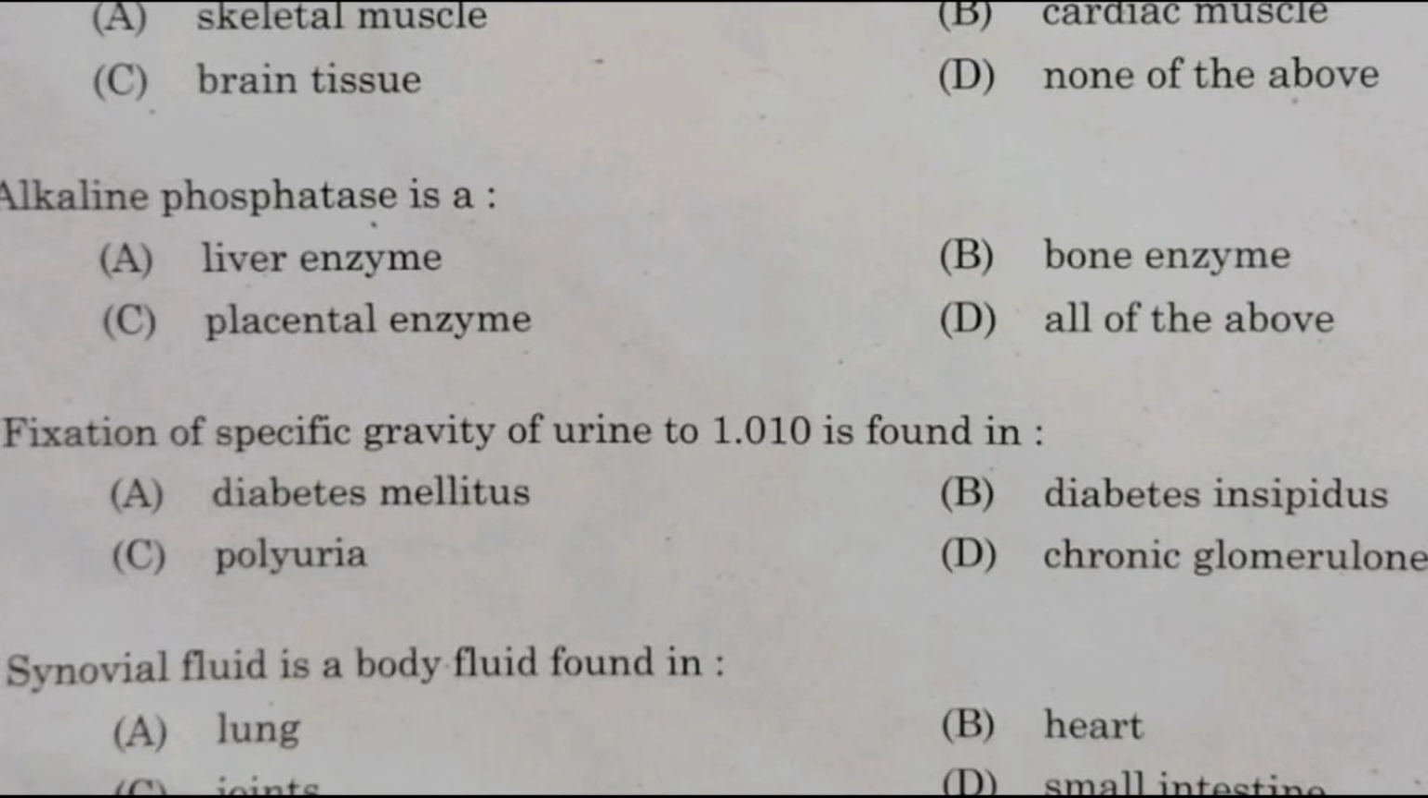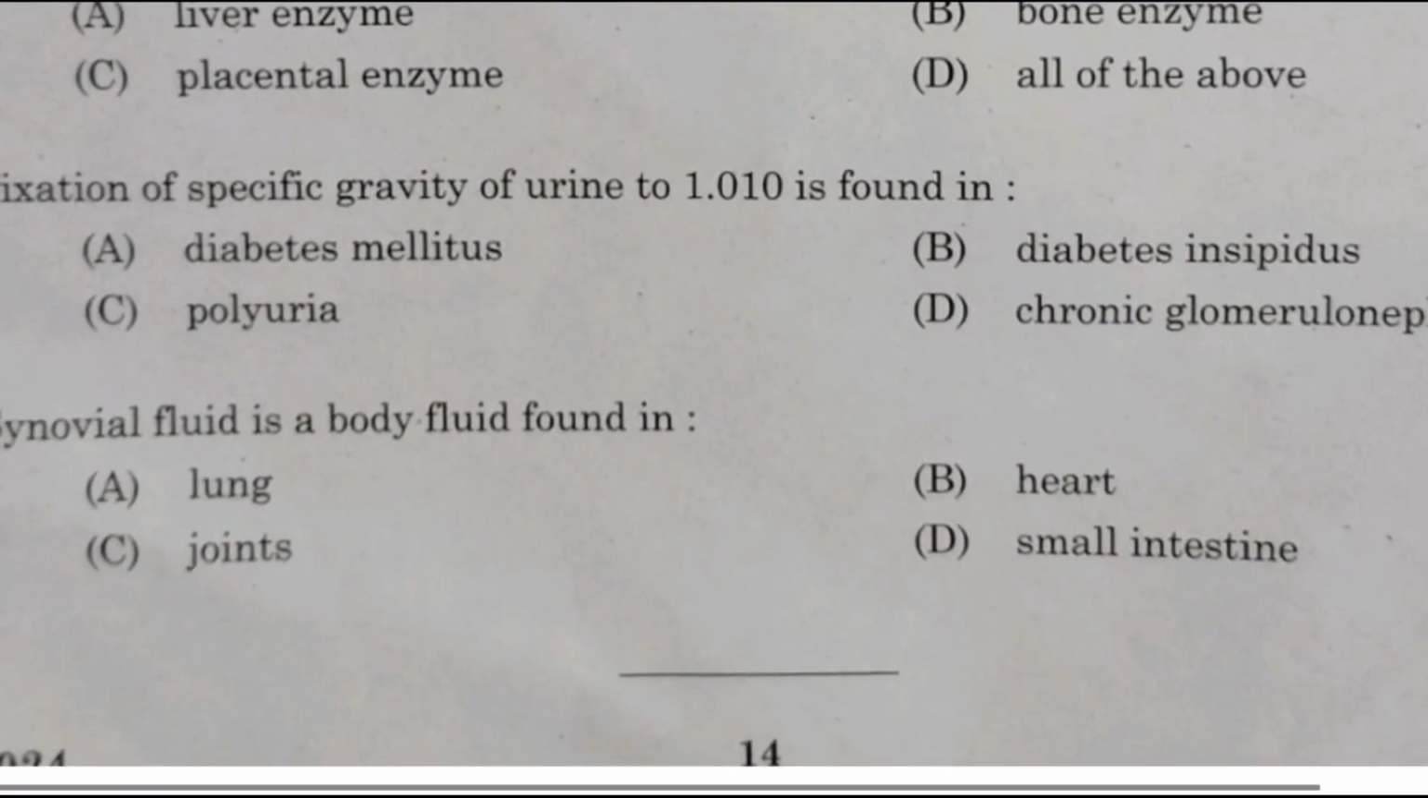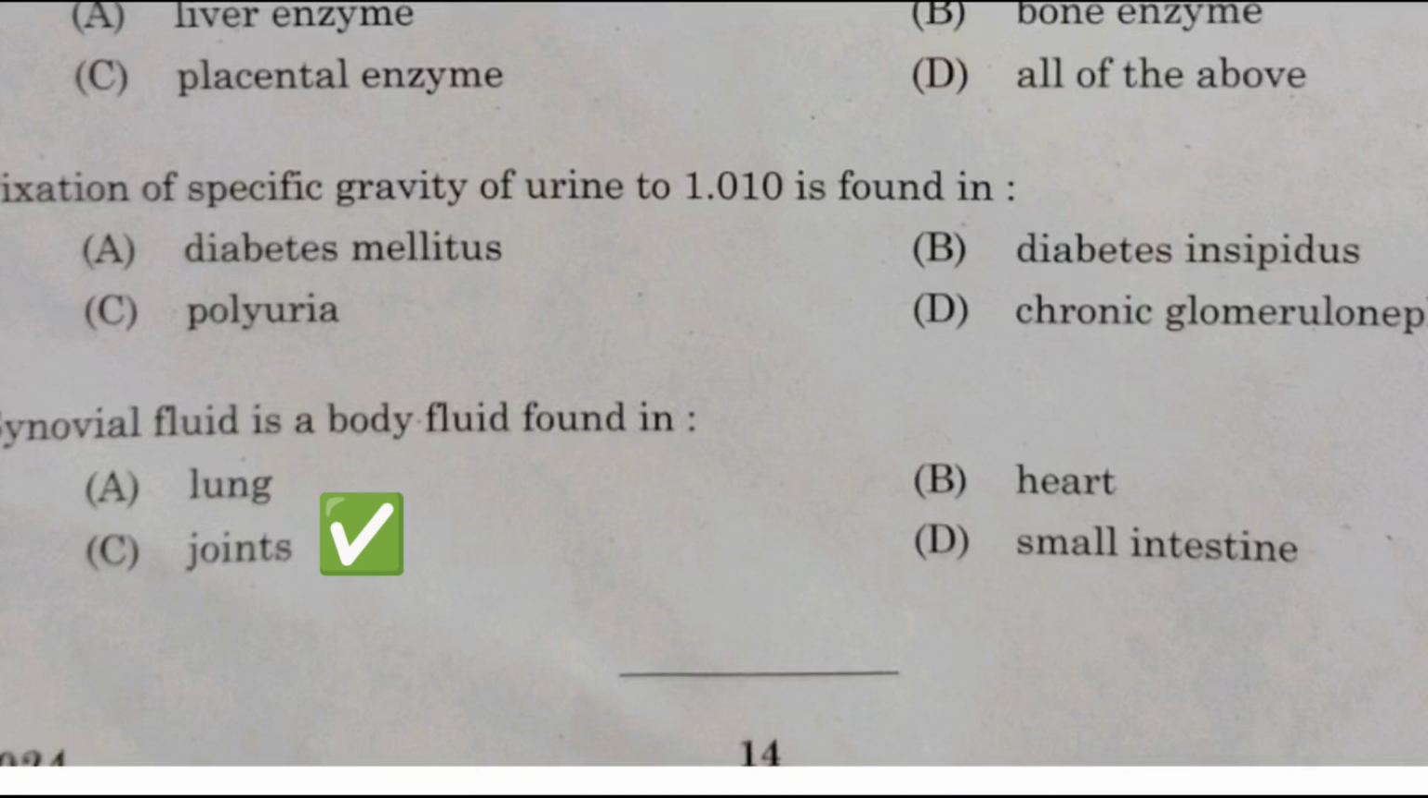Next one, fixation of specific gravity of urine to 1.010, that is isosthenuria. It is found in, the right answer is option D, chronic glomerulonephritis. The last question, synovial fluid is a body fluid found in. The right answer is option C, joints.